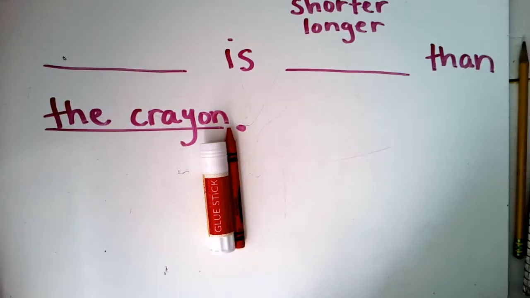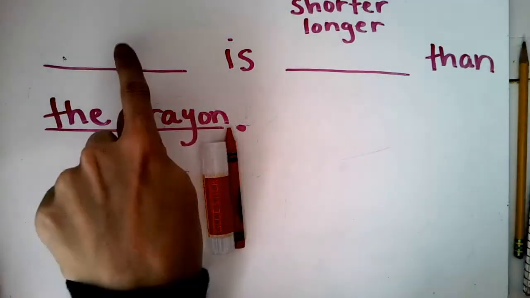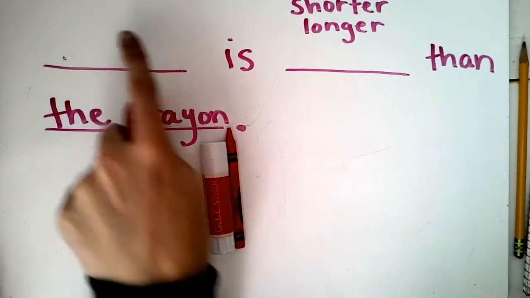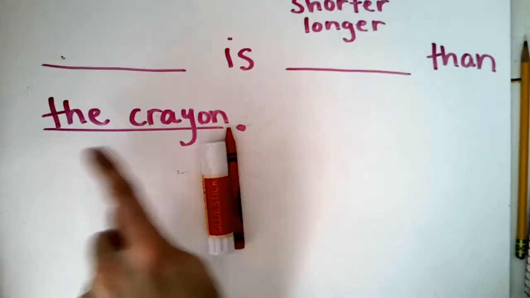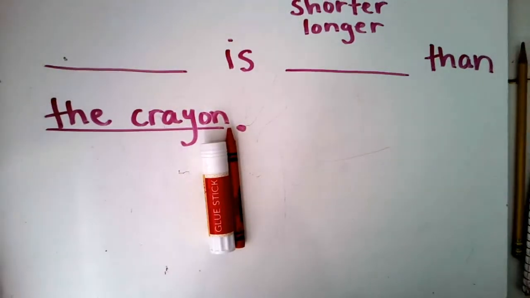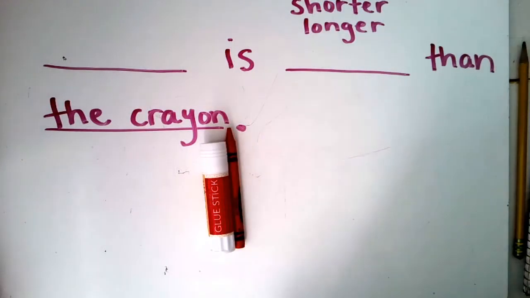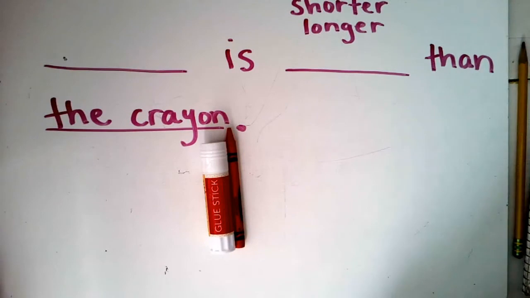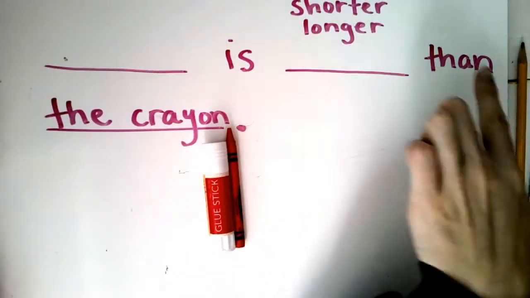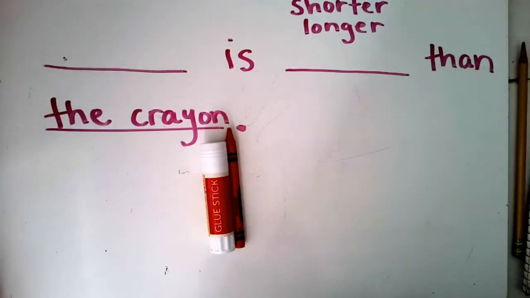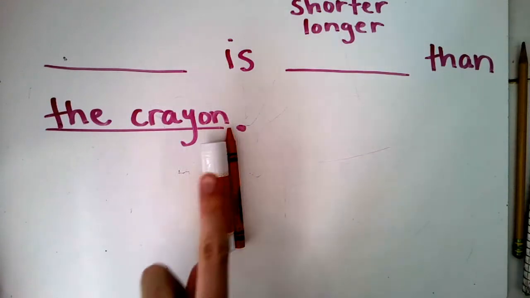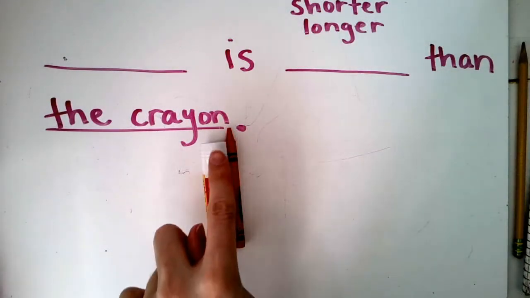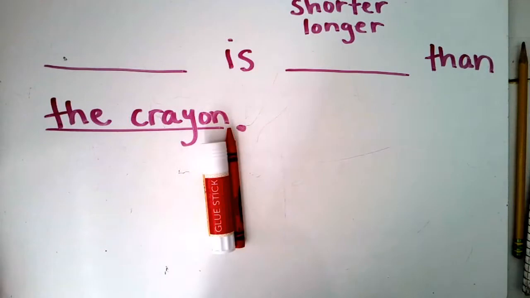let's think about our sentence frame. We're talking about the glue stick. So this blank would say the glue stick is blank than the crayon. Take a look at that glue stick. Is the glue stick shorter than the crayon, or is the glue stick longer than the crayon? So you're focusing on the glue stick here. Is the glue stick shorter than or longer than the crayon?